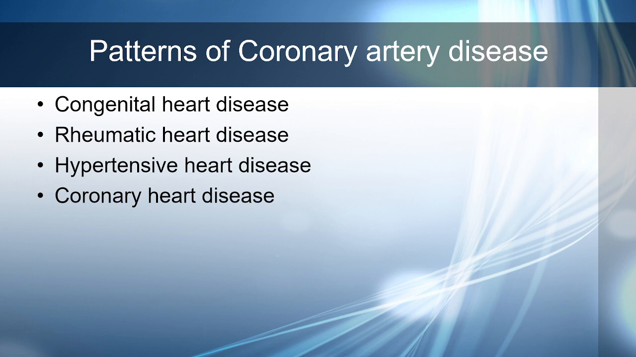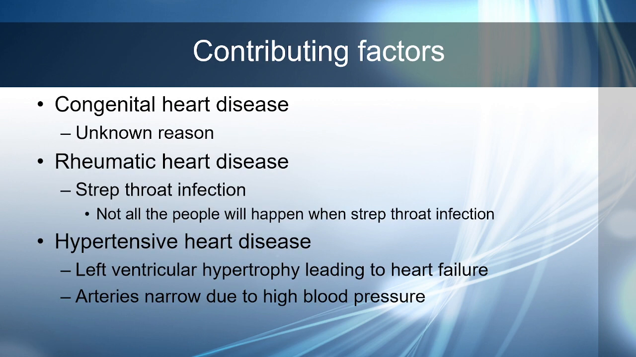Of the coronary artery disease, there are four different patterns. The first is congenital heart disease. The second is rheumatic heart disease. The third is hypertensive heart disease. And the last is coronary heart disease.